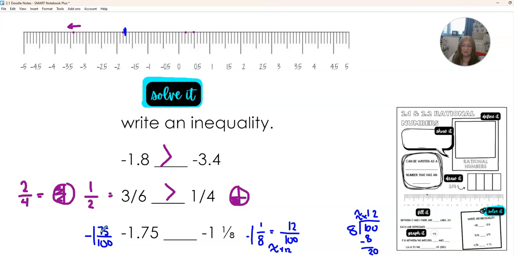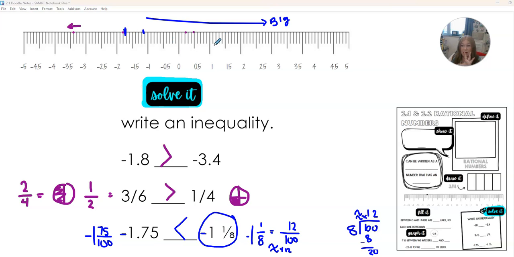This one's 75. So 75 is bigger than 12, but because they're negatives, this one is only going to be right over here. So this one right here is more to the right, and right is bigger. When we go to the right, we're bigger, so right is bigger. So here we have -1 1/8 is greater than -1.75. I can read it forward as well. -1.75 is less than -1 1/8.